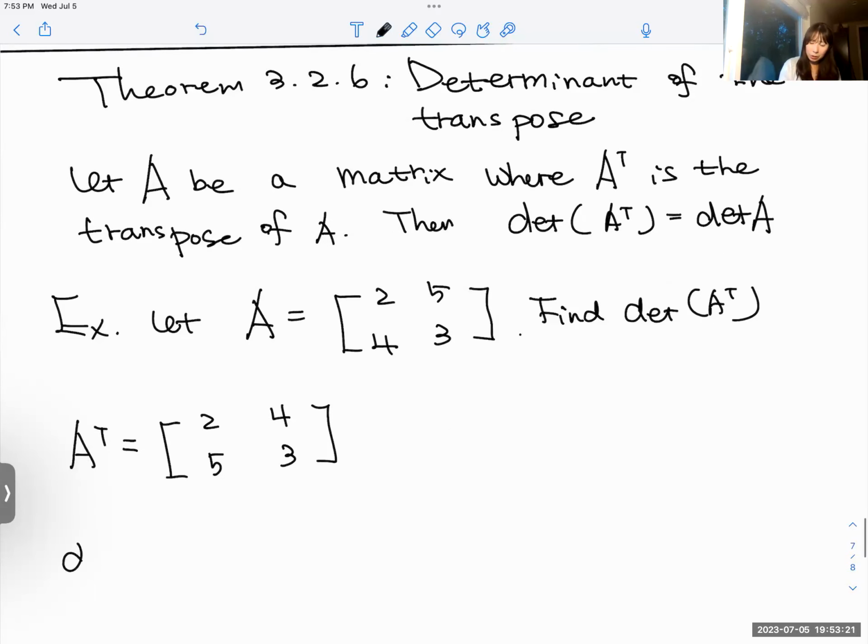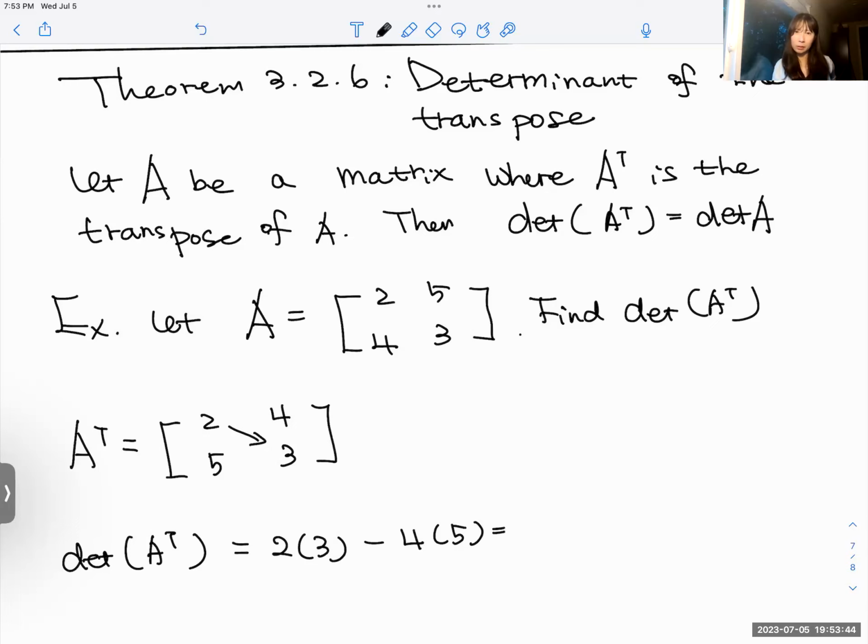Okay, now what is the determinant of transpose of A? So we multiply this way. So 2 times 3 minus 4 times 5. What do you get? It's negative 14. Yeah. Thank you very much.